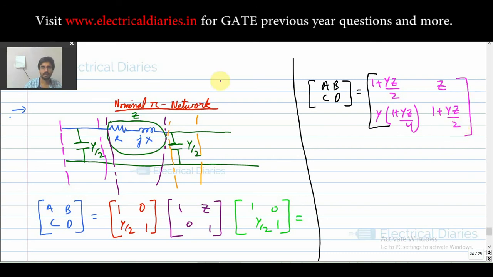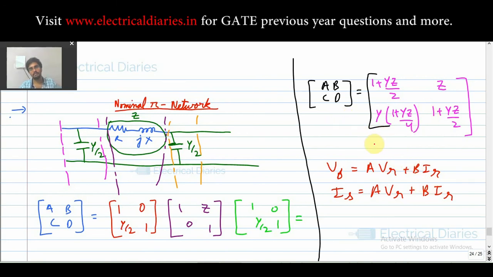Okay, and I hope you know the standard equations. That is your Vs is equal to A VR plus B IR for any model or any ABCD parameter for any line, and your Is is equal to C VR plus D IR. Okay, so I hope you know this, and you can easily find out the ABCD parameters for the pi model as I have found out. This is the tip and trick to find out the ABCD parameters for any line.